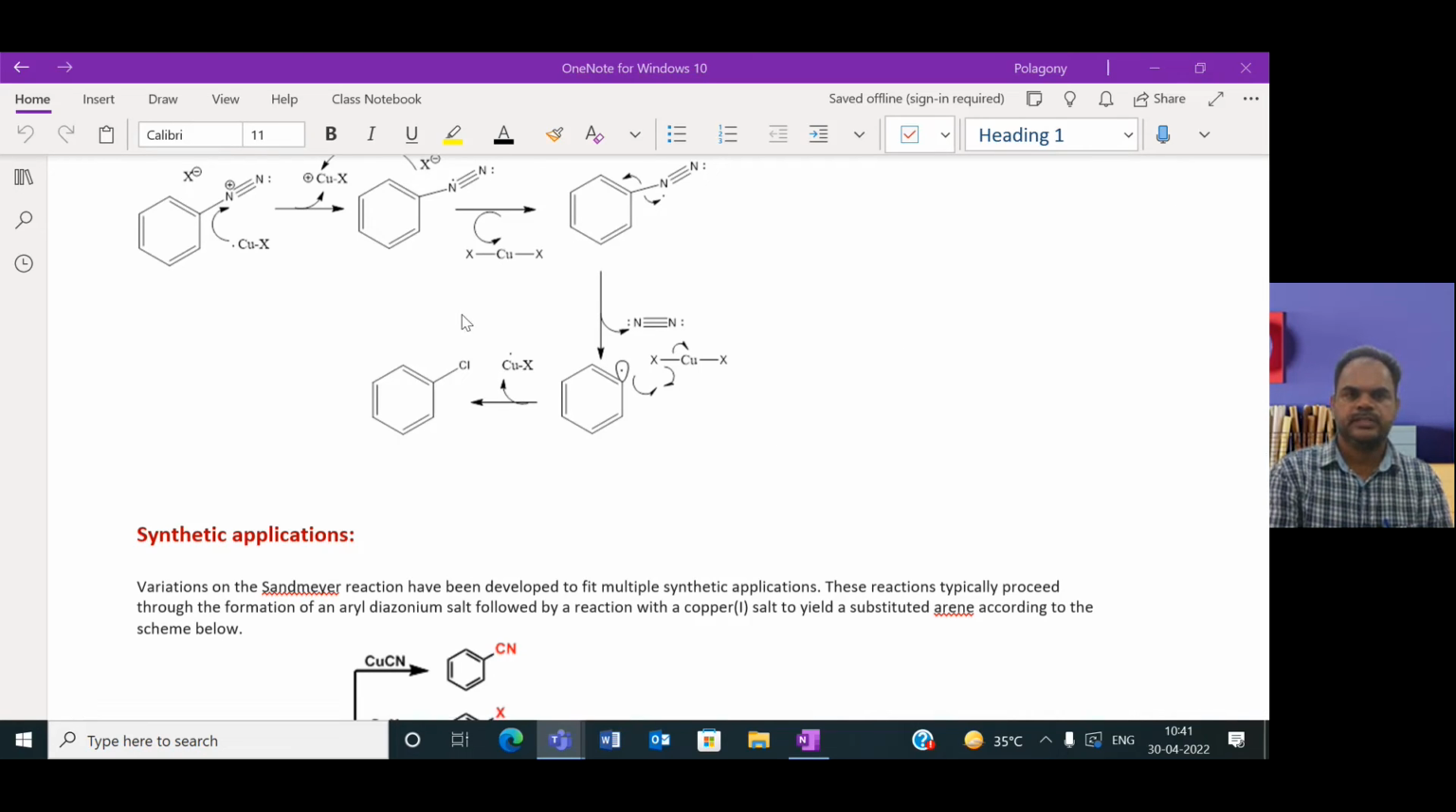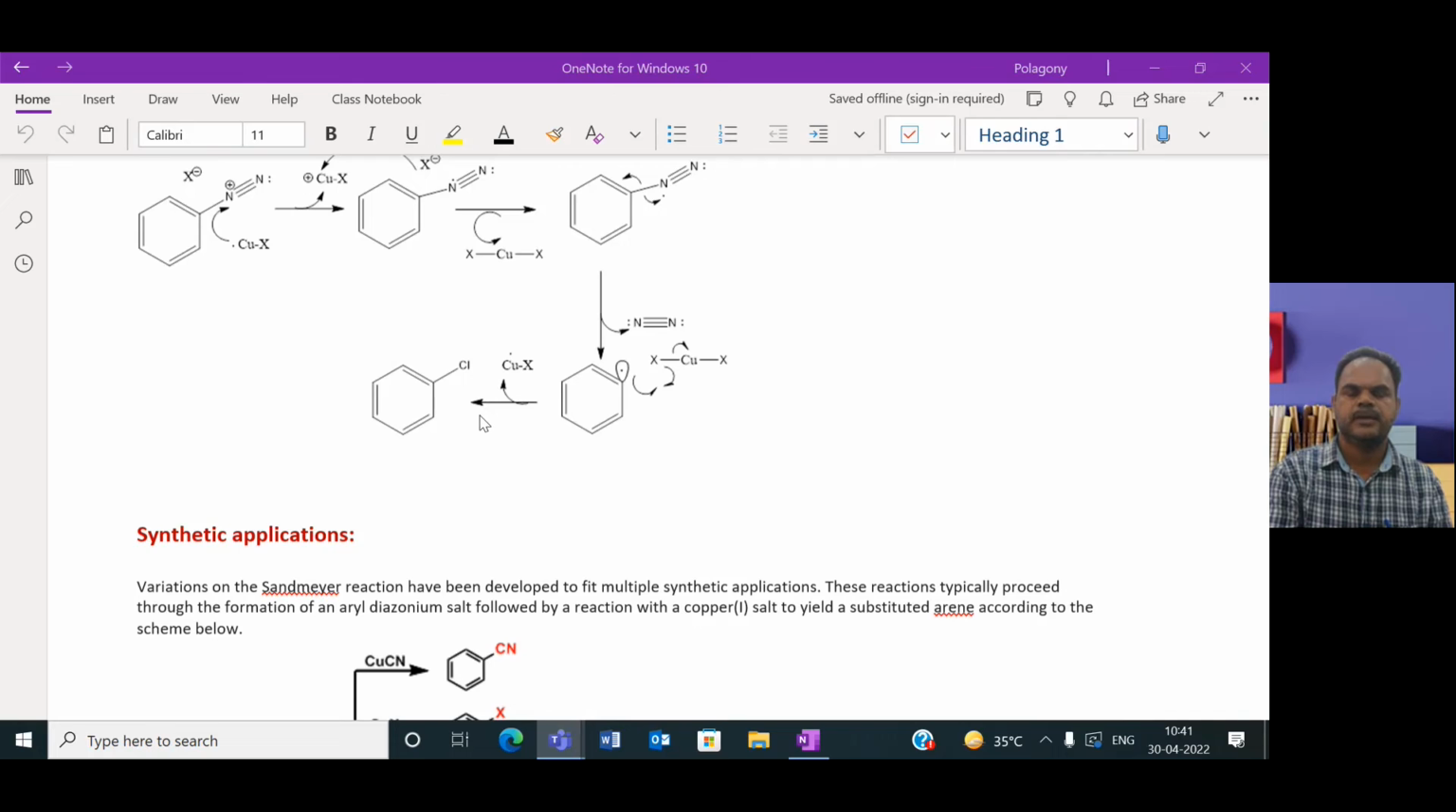So here, look at this. This diazonium group interacts with the cupric chloride. The cupric chloride loses one of the halogens. When the diazonium chloride is broken homolytically, the N2 nitrogen molecule is formed, and one free electron is left on the aryl ring.